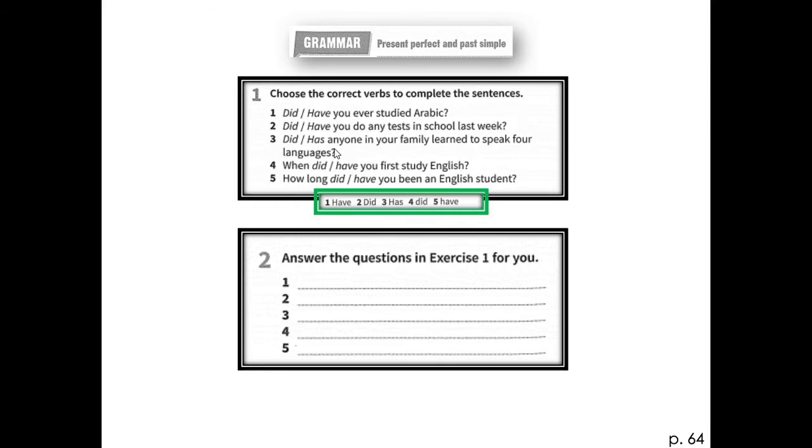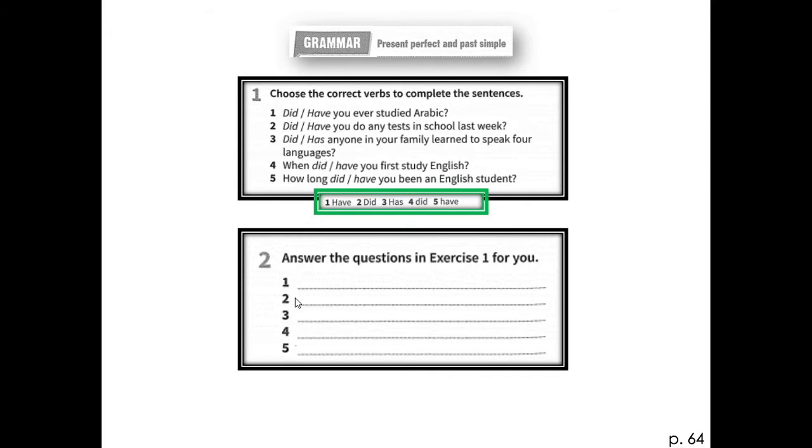So number 3 is, has anyone. Number 4, alright, this one is to ask the starting point in the past when you started studying English, alright? So number 4 should be, when did you first study English? Number 5, here, how long? There is a duration of time here, so you can't use did. Did is for completed, it's done. It should be have. How long have you been an English student?